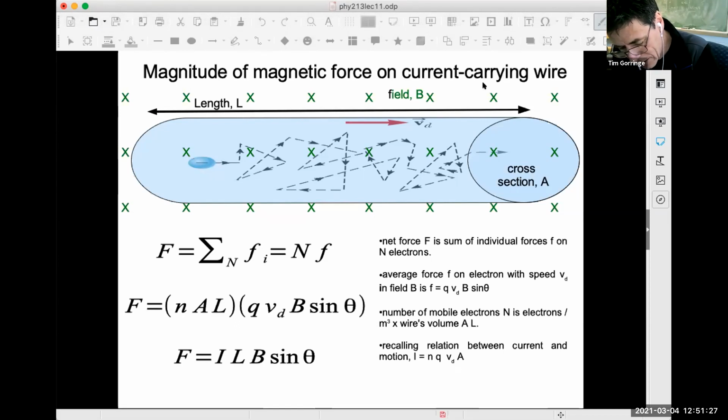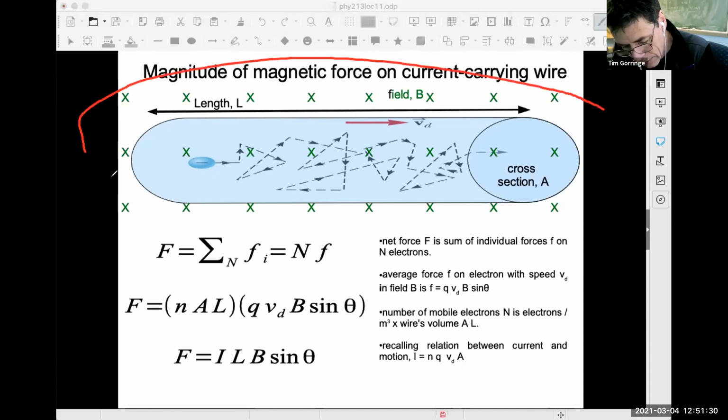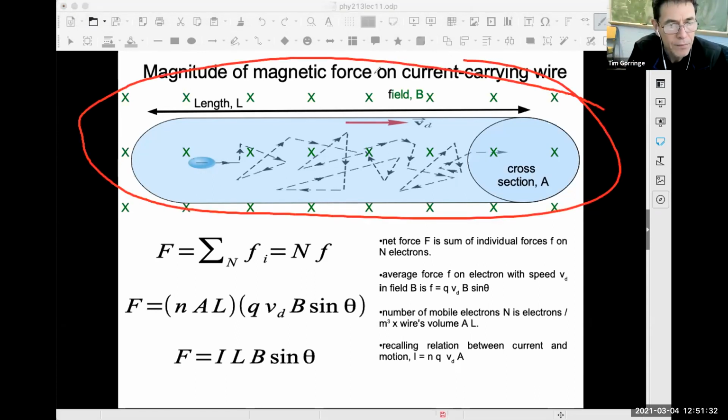And on this slide, let's start with the sketch at the top. Let me point out a few things about the sketch at the top. In blue is the current carrying wire. And the green crosses are the magnetic field lines that the wire is immersed in. And we said that that current is due to the flow of charged particles along the wire, the motion of charged particles along the wire.